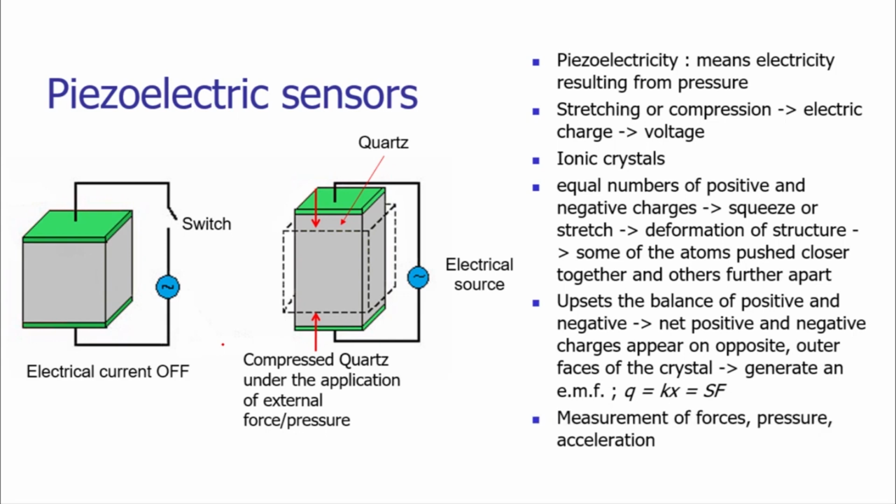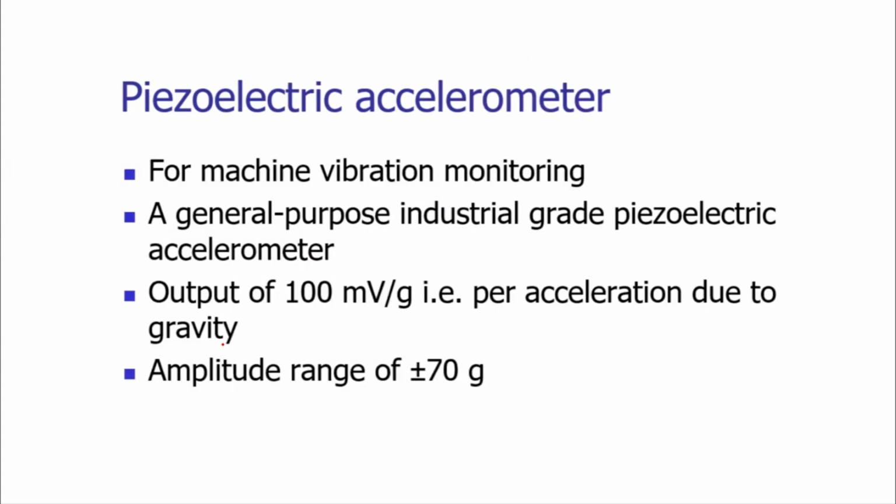Piezoelectric sensors are widely used to measure forces, pressure, and acceleration. They are popular in monitoring machine vibrations. In general, a typical industrial grade piezoelectric accelerometer gives an output of 100 millivolt per acceleration due to gravity. Its amplitude range is about plus or minus 70 G.